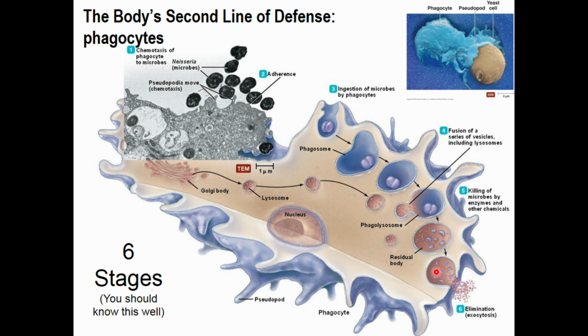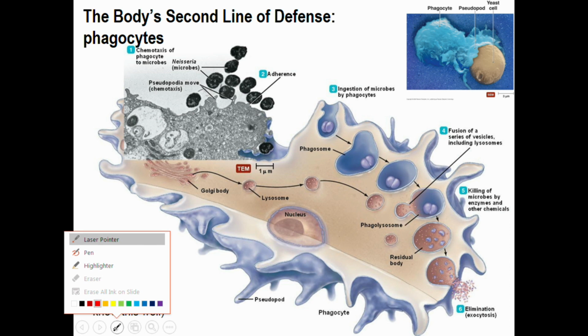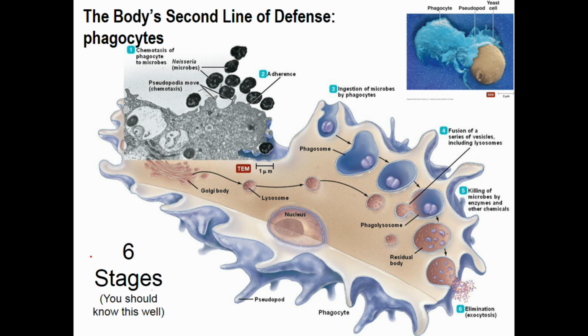So let's talk about phagocytosis. We know that neutrophils, eosinophils, and macrophages are all phagocytes. We know that phagocytes means that they are actually eating some type of pathogen. So what does it mean to eat a pathogen when you're a cell? What we're looking at in this particular slide are six stages of this process.